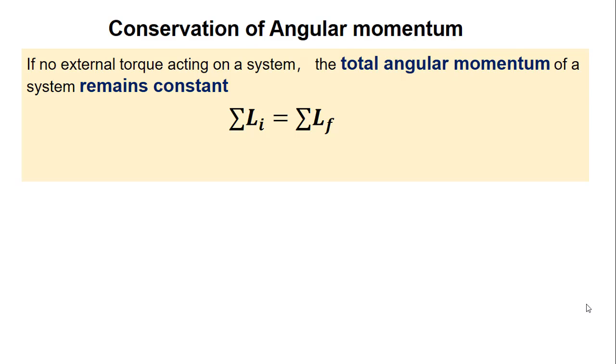If no external torque acts on a system, we will find that the total angular momentum of a system will always remain constant. What is meant by remain constant? Remain constant means the initial angular momentum will always equal the final angular momentum.